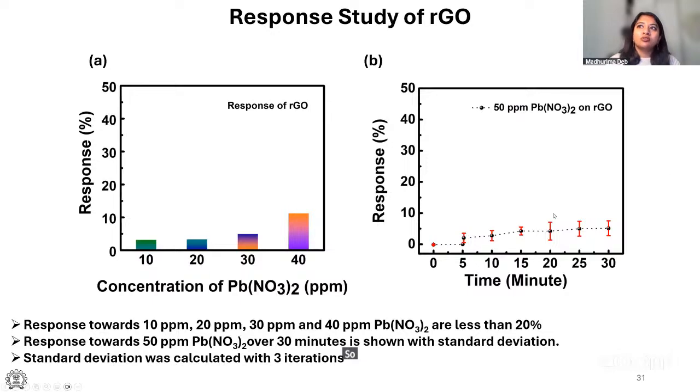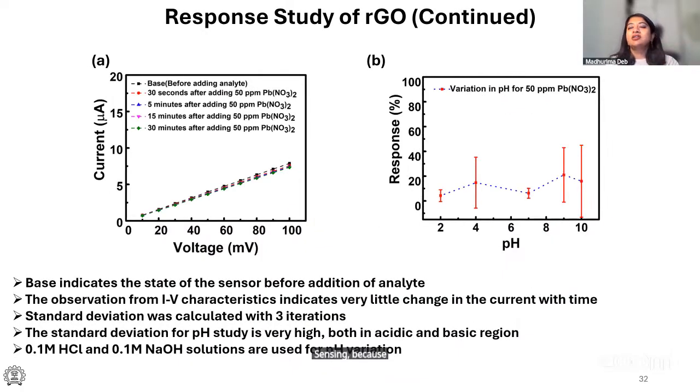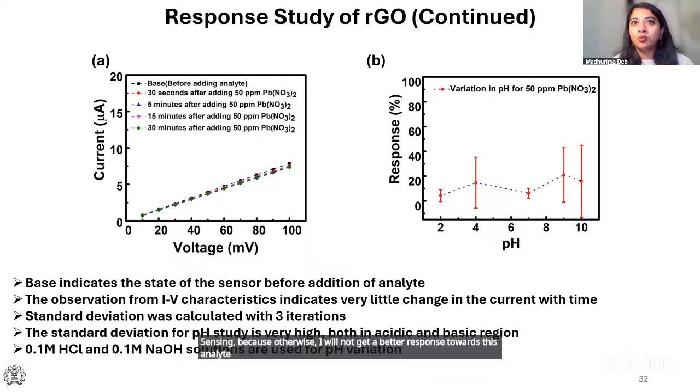I have also shown the standard deviation for 30 minutes. So this is the case of the base material RGO. That gave me an idea that even for 50 ppm, which is a pretty high concentration of lead, it is not giving me more than 10% response. So I need to do something. I need to change the sensing material, because otherwise I will not get a better response towards this analyte, which is lead in water.